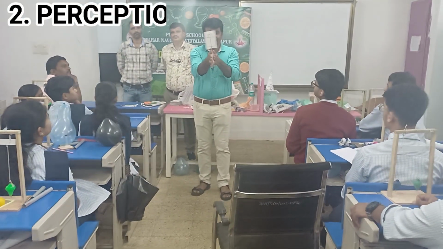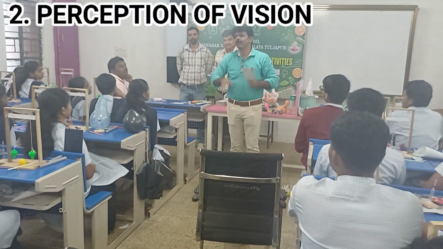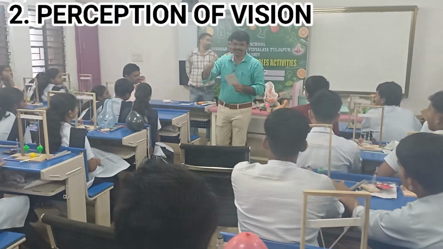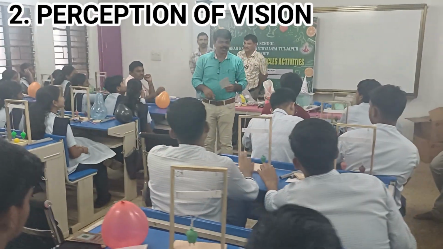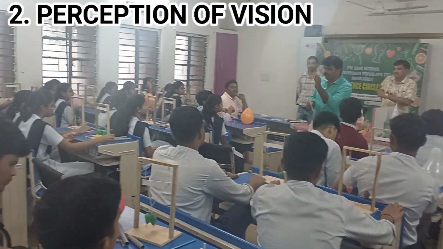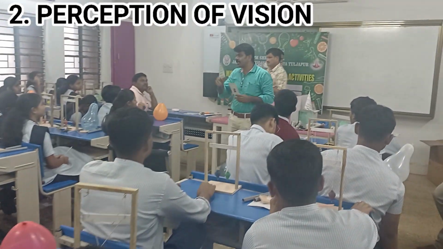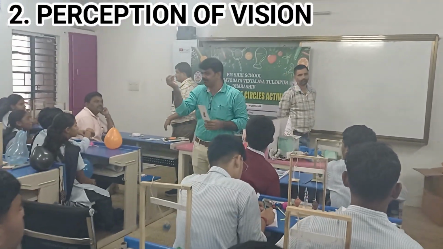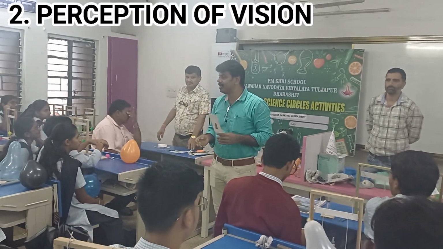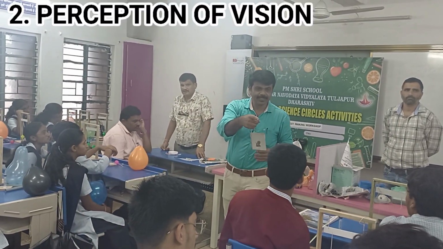Rotating this, you see, the squirrel is laying in the cage. Why? What is the science behind that? What's the reason? Perception of vision. Okay. If you see any object, to observe that object, our brain needs some time to analyze the images: 1 by 16 seconds.